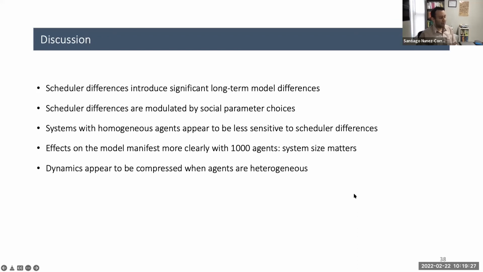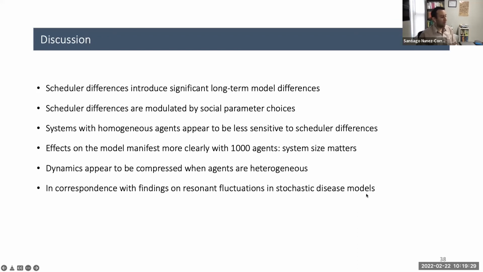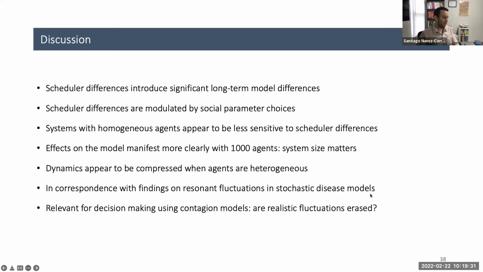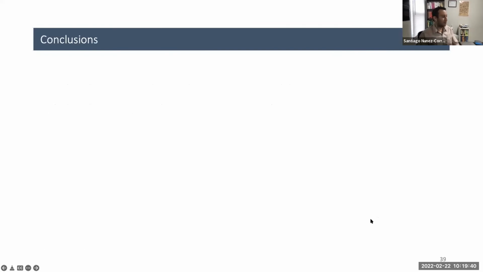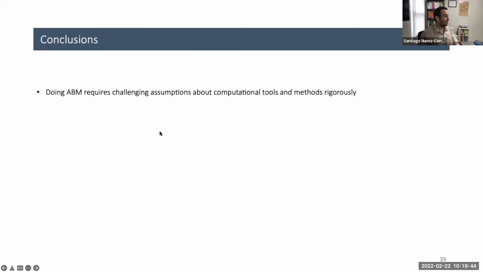That dynamics appear to be compressed when agents are heterogeneous, and we find resonant fluctuations in stochastic disease models, and those are relevant for decision making. Are we really erasing fluctuations? Are those outbreaks? So finally, for the conclusion slide, and I won't take more than probably 30 more seconds, doing agent-based modeling requires challenging the assumptions about computational tools and methods rigorously. We cannot blindly use them without doing so.